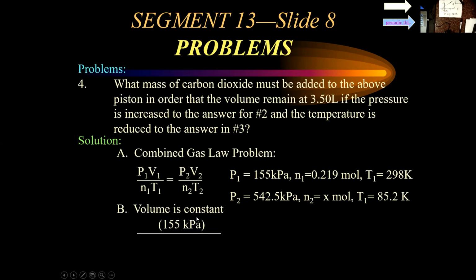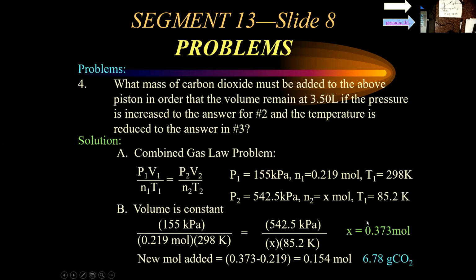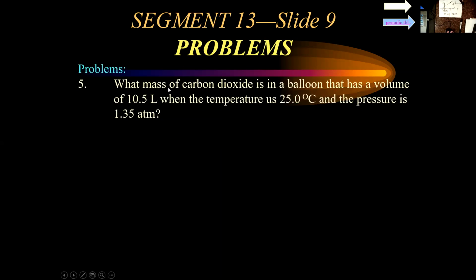Volume is held constant, so I can plug in my data and solve for the number of moles that I would need in the container to do that. So I need 0.373, and we started out with 0.219, so I'd have to add that difference, 0.154 moles of gas into the container to make the pressure drop from 3.5 down to 1. So that's about 6.78 grams of carbon dioxide I'd have to add in order to make that happen.